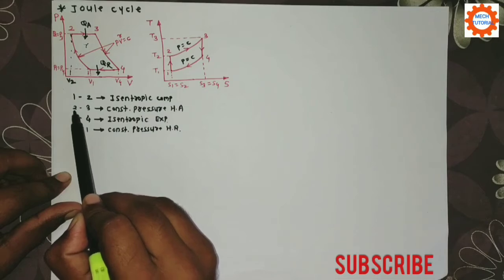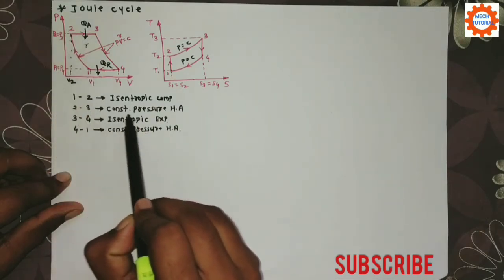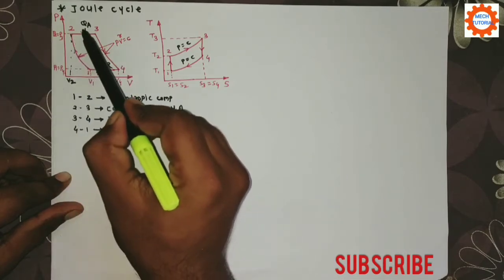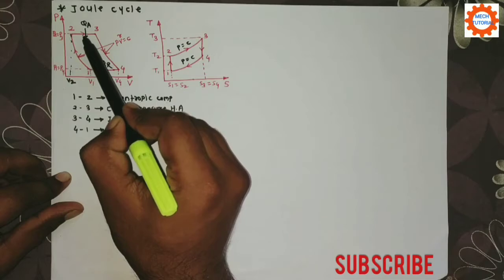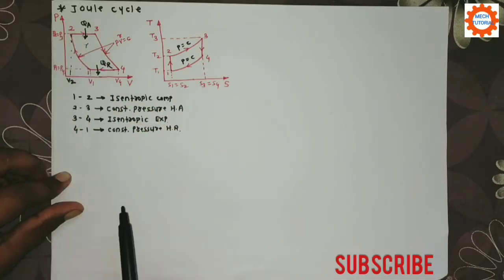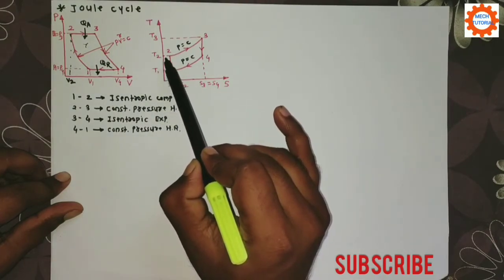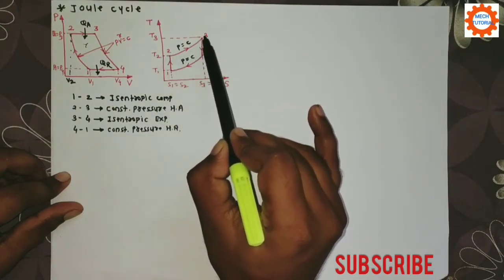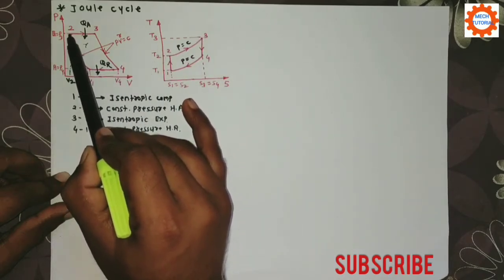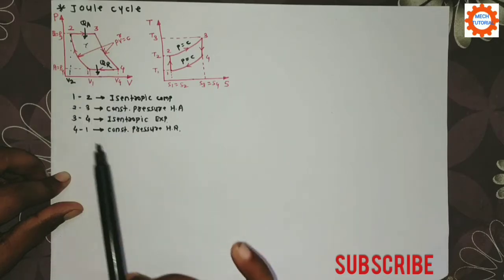Now, the second process is process 2 to 3. It is known as the constant pressure heat addition process. During this process, heat is added at a constant pressure. Due to the addition of heat, there is an increase in the temperature from T2 to T3, as well as an increase in the volume from V1 to V2.